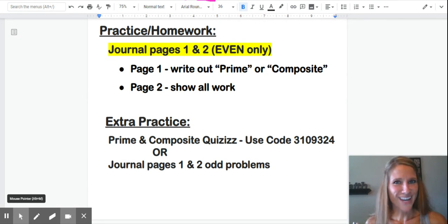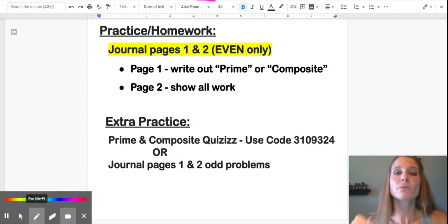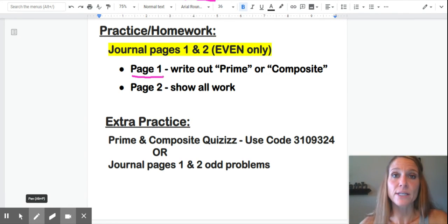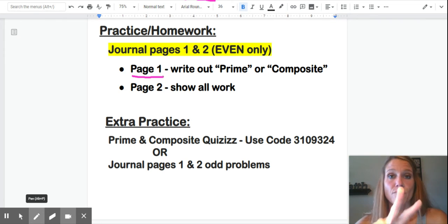So for a grade, you're going to be working in your journal workbook, pages 1 and 2, the even problems only. So even problems are numbers 2, 4, 6, 8, and on and on. On page 1, our skill is going to be, is it prime or is the number composite? So for the prime numbers, write out the word prime if the answer is prime. If the number given has more than two factors, 1 and the number itself, then it's a composite value. Please write out the word composite.